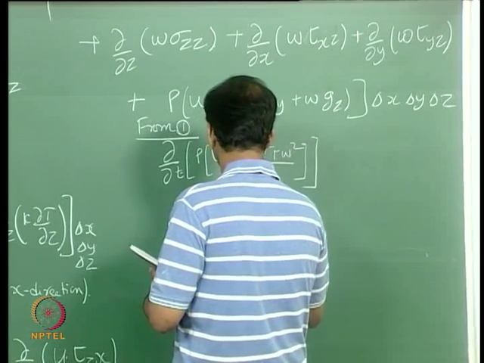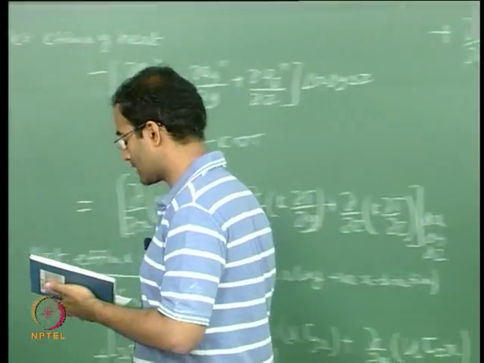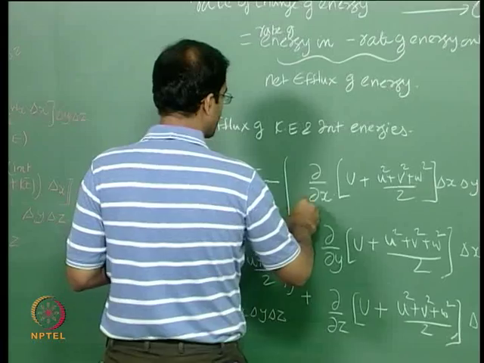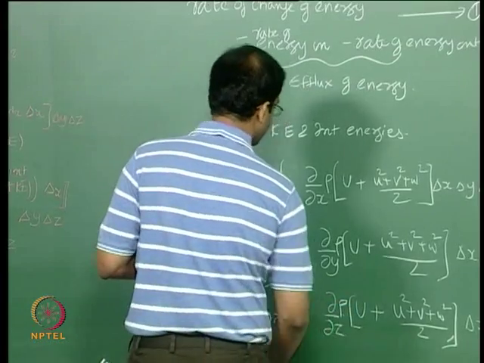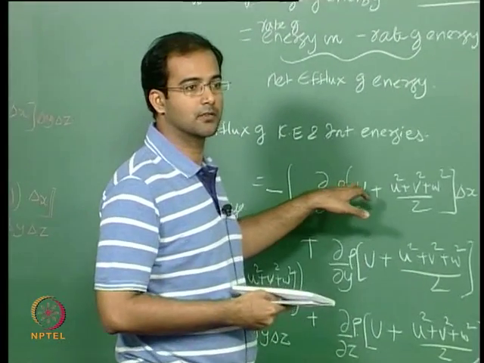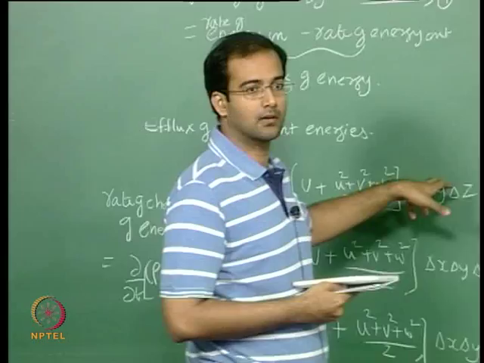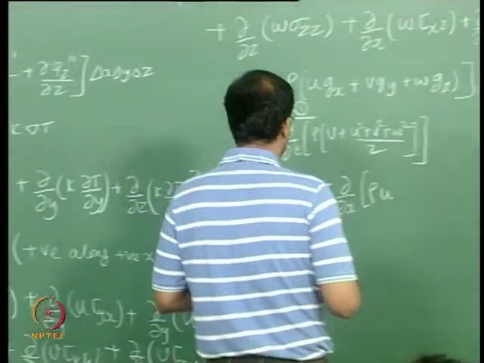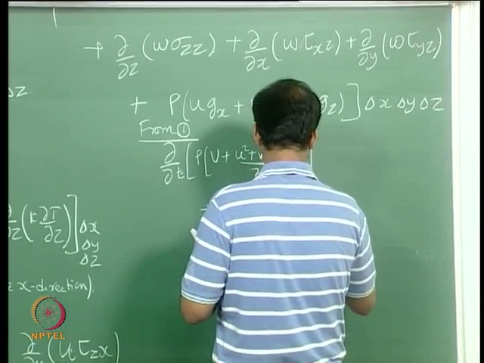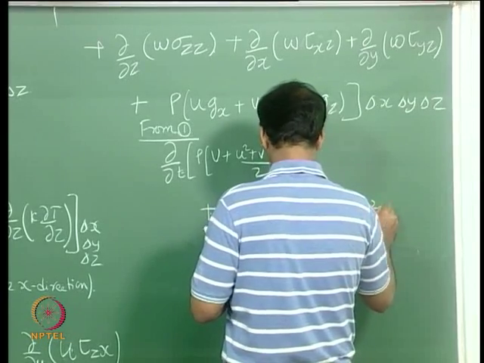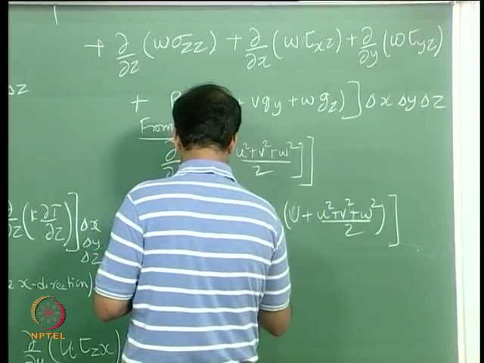So this is d by dx of rho u, probably I have missed the rho here. Okay, so this should be a rho here, because this is the flux. So that should be mass flux multiplied by the area, which will give you the flow rate of this particular quantity. All right, so you can write this in terms of rho u times u plus (u square plus v square plus w square) by 2, plus you have d by dy of rho v.